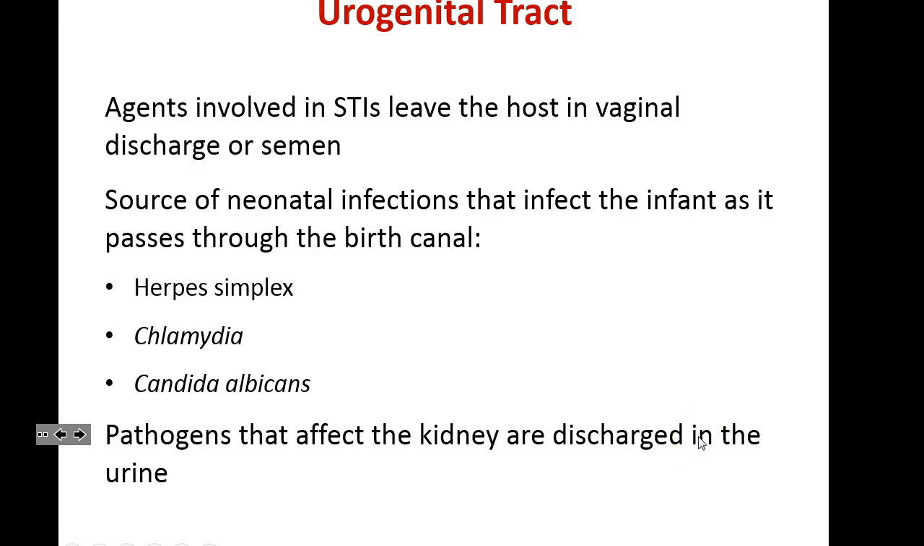Urogenital tract agents involved in STIs leave the host in vaginal discharge or semen. It's a source of neonatal infections that infect the infant as it passes through the birth canal, such as herpes simplex, chlamydia, candida albicans. Candida albicans gives a grown female what? Yeast infection. Pathogens that affect the kidney are discharged in the urine.